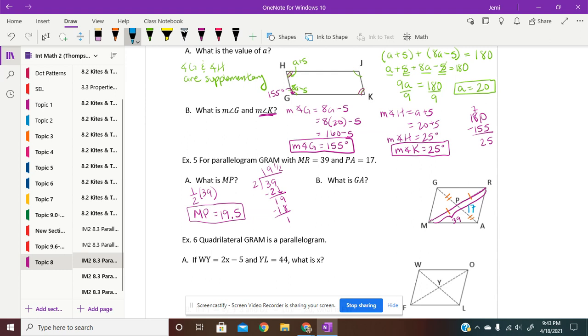For the other piece, GA, well, let's see, 17 is just this half, right? Which means that GP is also 17. So you could either do 17 plus 17, or you could do 2 times 17. Either way, that gives me 34. So GA, the length of the whole diagonal, is going to be 34.